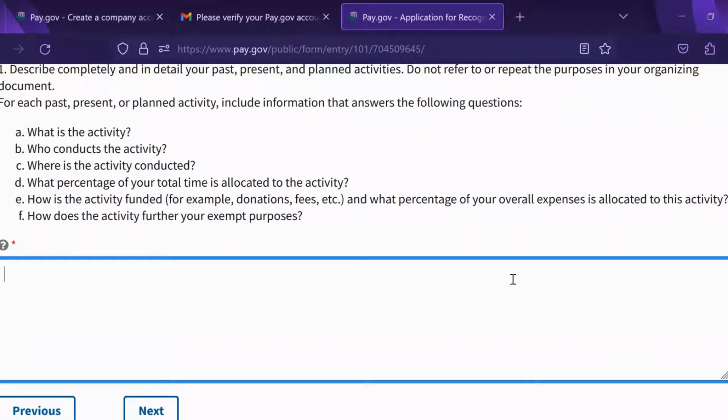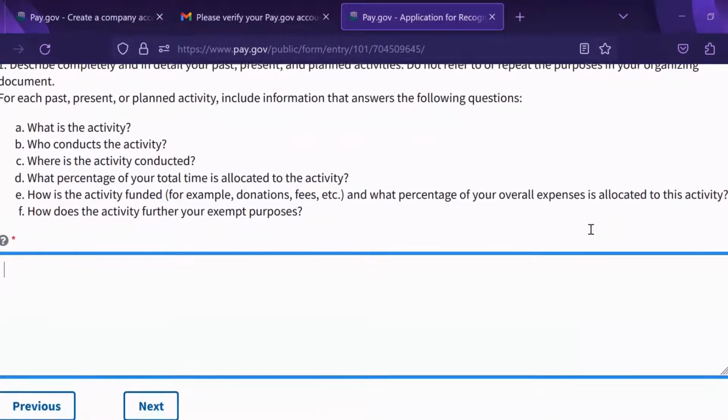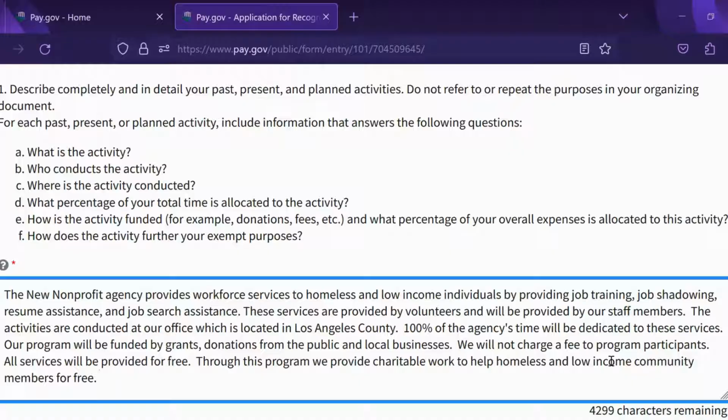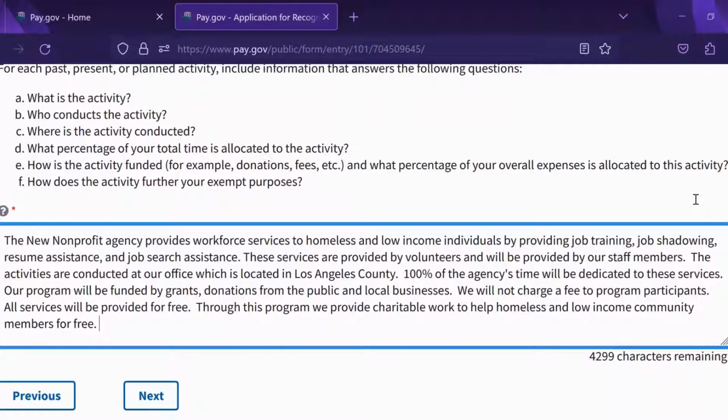So we're going to just answer this quickly. You should answer this in detail, but Jane's organization is a workforce agency that helps people find jobs. So this is just a quick answer to the question. Please be as detailed as you can. We've selected the new nonprofit, which is the name of Jane's agency. The new nonprofit agency provides workforce services to homeless and low-income individuals by providing job training, job shadowing, resume assistance, and job search assistance. These services are provided by volunteers and will be provided by our staff members.